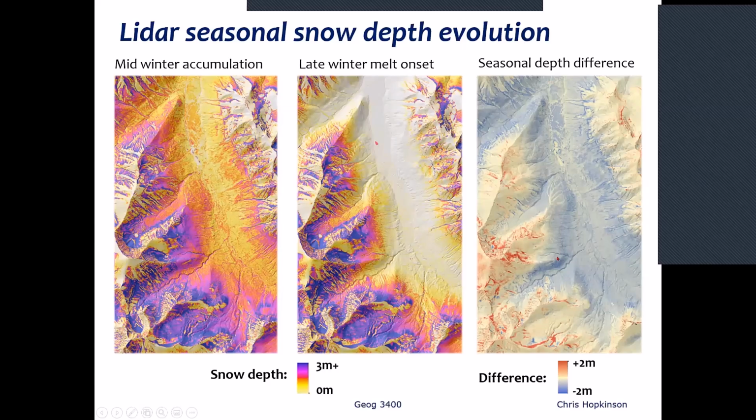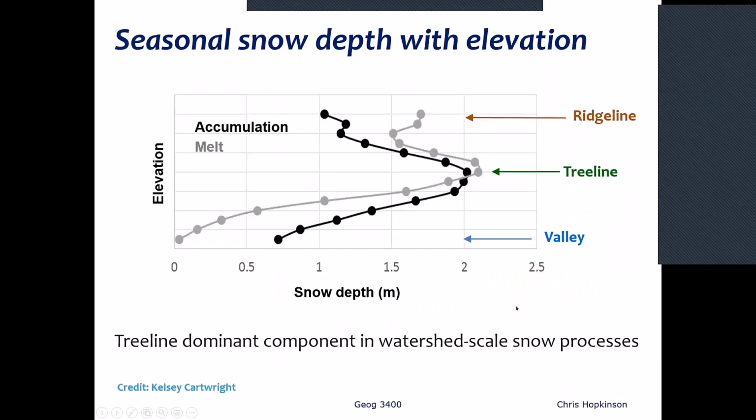Now, when we difference the two, we see that we've got this transition zone. So blues are where we've lost snow, reds are where we're still accumulating snow. So we've got this kind of pivot point, which is fairly regular all the way around the basin. Now, let's look at that a different way.